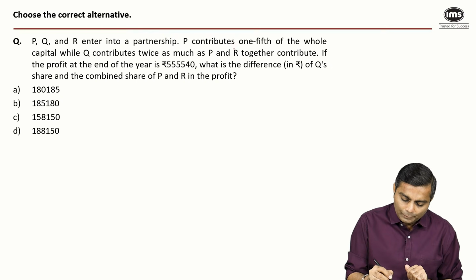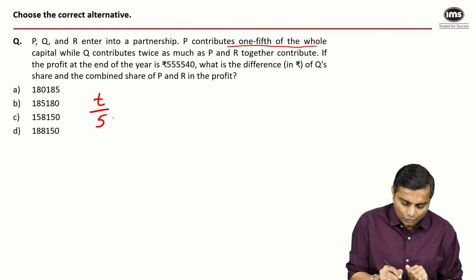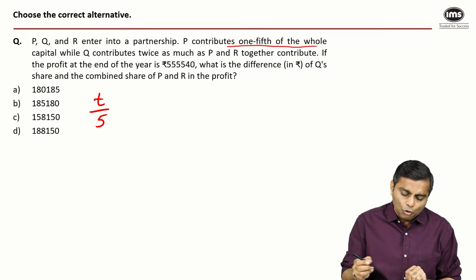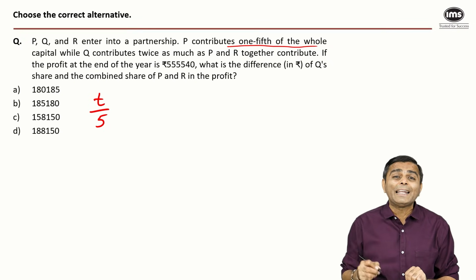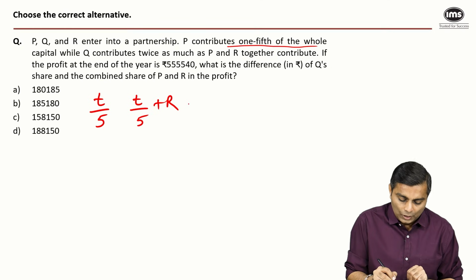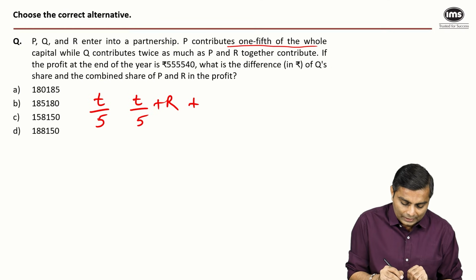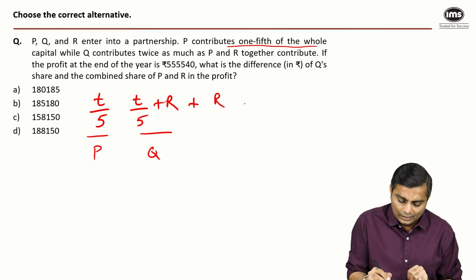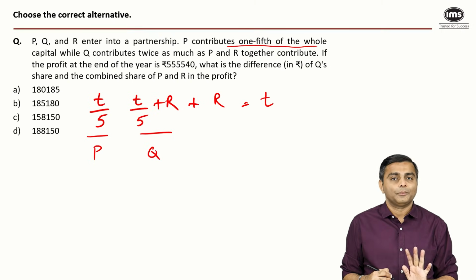PQR partnership, P contributes 1/5 of the whole. Let's say the total is T. So P is contributing T by 5. Q contributes twice as much as P and R together. So this is my P, T by 5, plus, let's say, R. This part is Q, and I've done this part as P. This is my Q, and R is R, and this is my total.